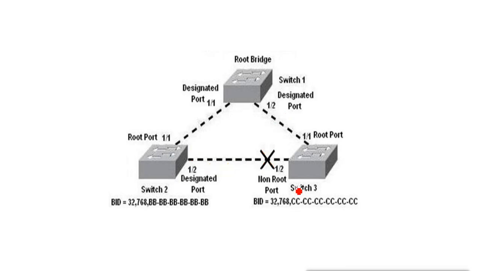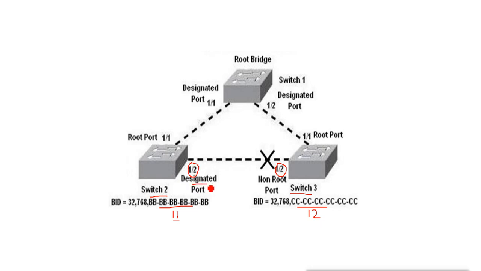So if switch 3 and switch 2 have ports directly connected to each other, and they have to decide which port has to be blocked, then what will they do? They will first check their MAC addresses. The MAC address of switch 2 is B, which in binary is 11. And switch 3 has a MAC address of C, which in binary is 12. Now which is less? 11 is less than 12. So 11 will win, and this switch will keep the port in designated state.